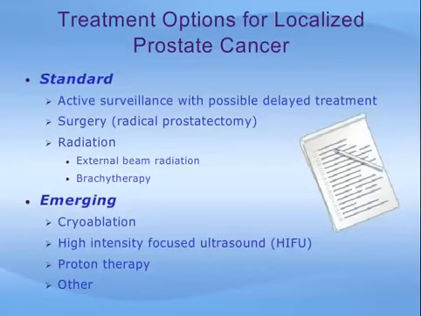Options include active surveillance with possible delayed treatment, surgery called a radical prostatectomy, and two types of radiation: external beam radiation and brachytherapy. The rest of this module discusses external beam radiation in more detail. Emerging treatments for localized prostate cancer, which are considered either experimental or too new to provide long-term data on their use, include cryoablation or freezing of the prostate, high-intensity focused ultrasound, or HIFU, proton therapy, and others.